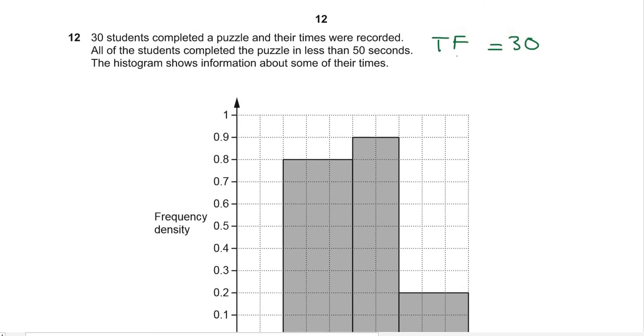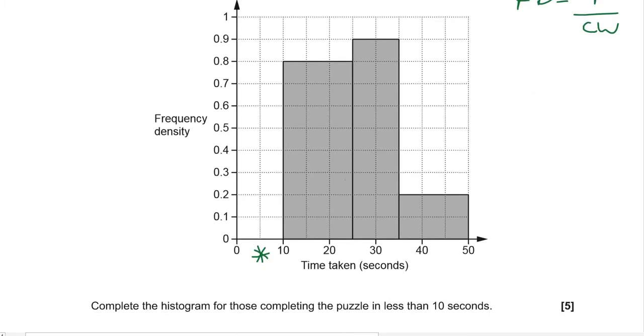Okay, remember the formula, frequency density equals frequency divided by class width. So what we need to do first is work out the frequency on the other bars. So for this one, we have the frequency density 0.8 equals f over, and the class width is 15. So f equals 15 times 0.8, which equals 12. Okay, so that's our first frequency.